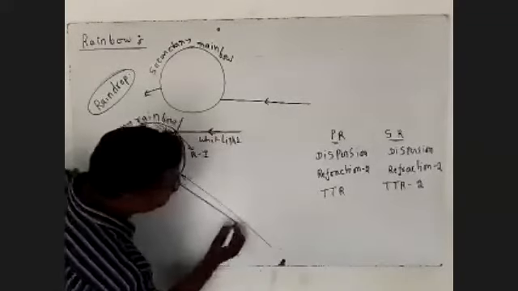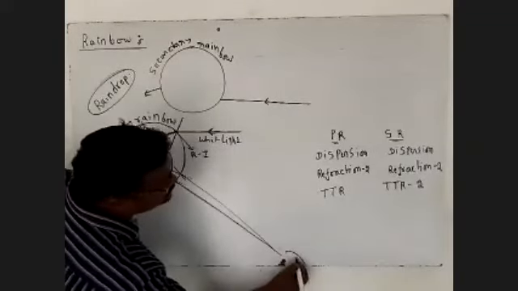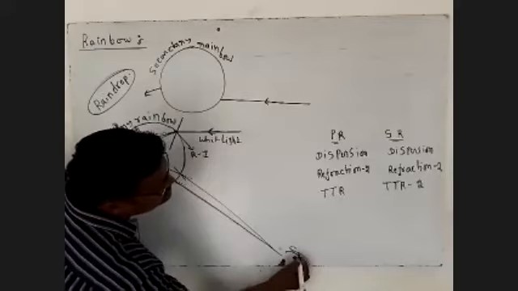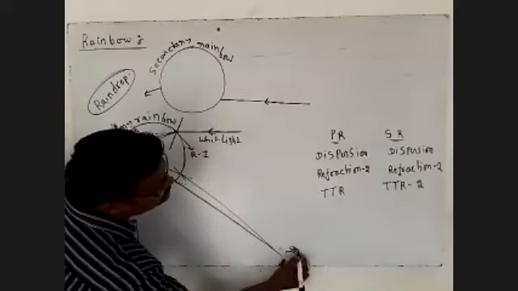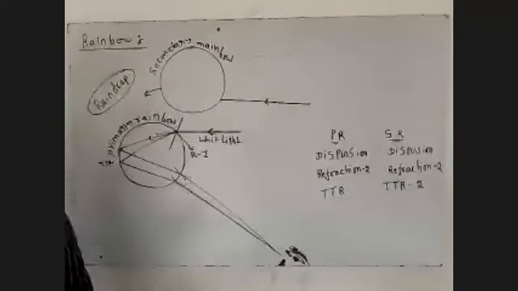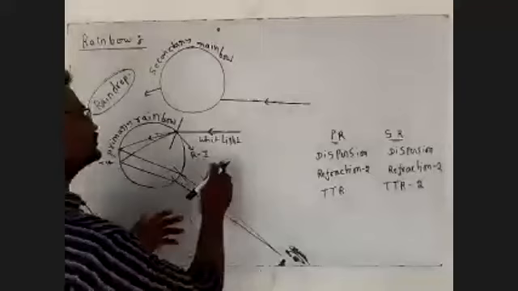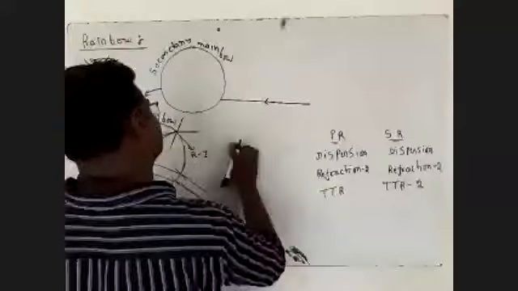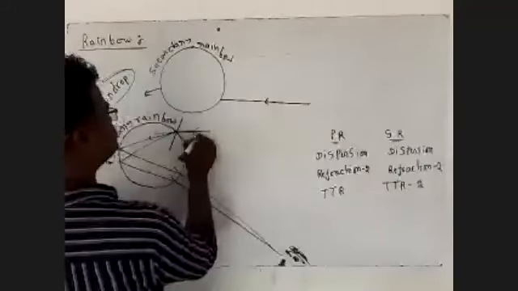So this is a ray. The observer is at this point. This is the observer point. This is white light. The white light falls here.